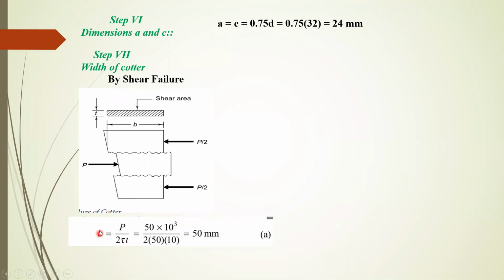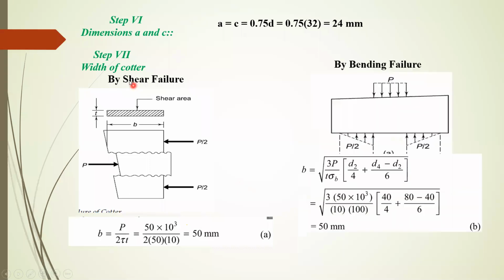Again rearranging this equation in terms of B, we get the value of B by shear failure as 50 mm. As I said, we can calculate the width of the quarter another way, by bending failure. By using the bending failure, we get the equation for B.